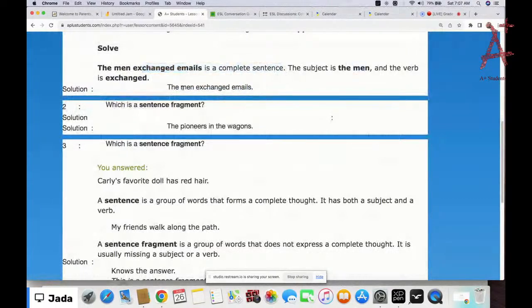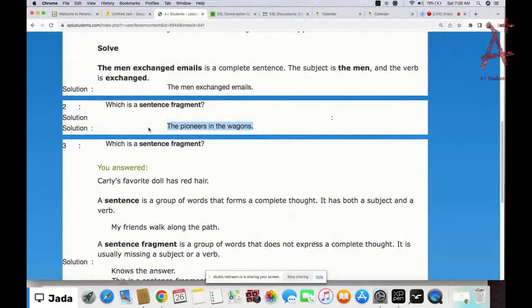The man is the subject and exchange is the verb. Okay, so which is a sentence fragment? The pioneers in the wagons. Okay, so if you say the pioneers in the wagons, what happens to the pioneers? We have no idea what happened to them, so it's what? A sentence fragment.